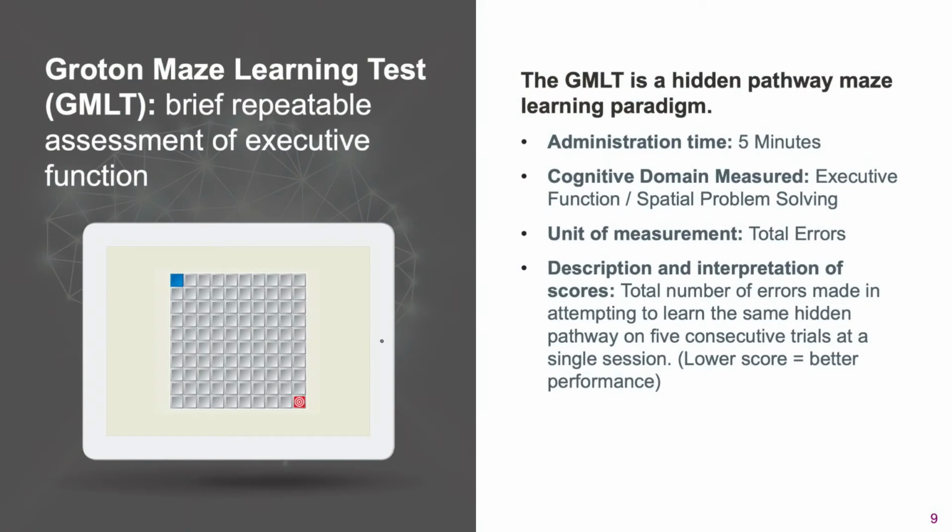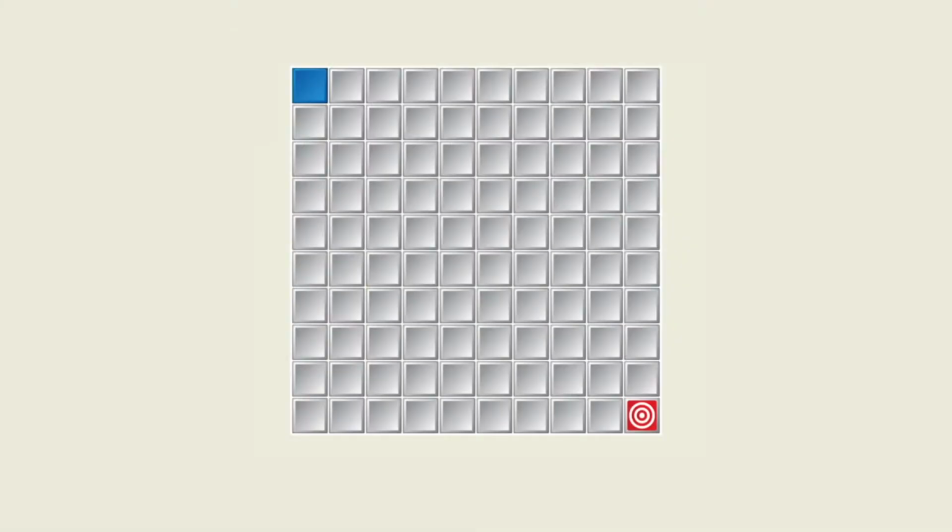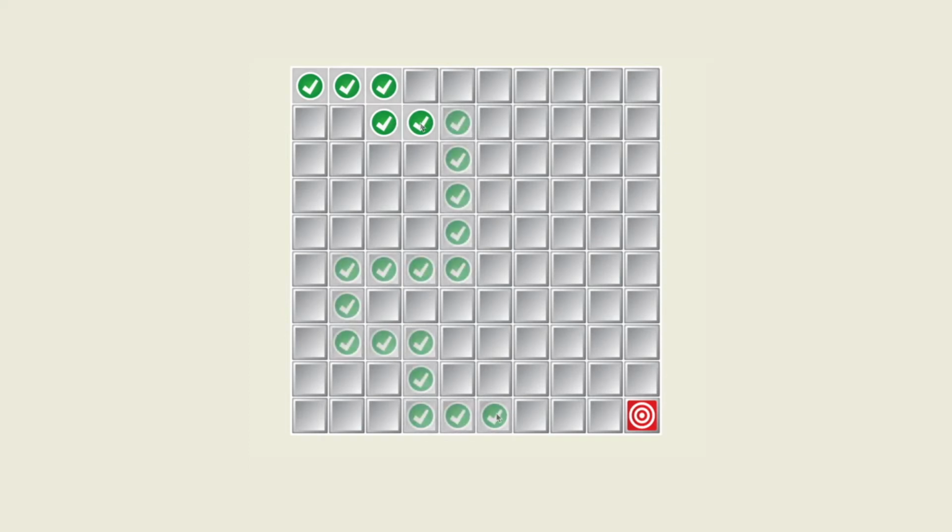This slide here just shows you a cartoon of what the Groton Maze learning test looks like if you're actually doing it yourself. And largely it's a 10 by 10 matrix of tiles, and hidden under those tiles is a pathway. The individuals must select the tiles one at a time to try and find where that pathway exists. After they've found the next step of the pathway, it vanishes behind them. So they have to build up a representation of where that pathway is in their memory.